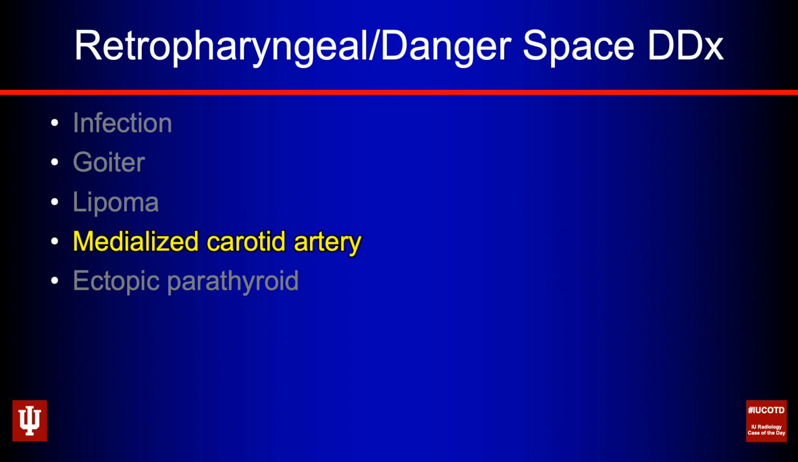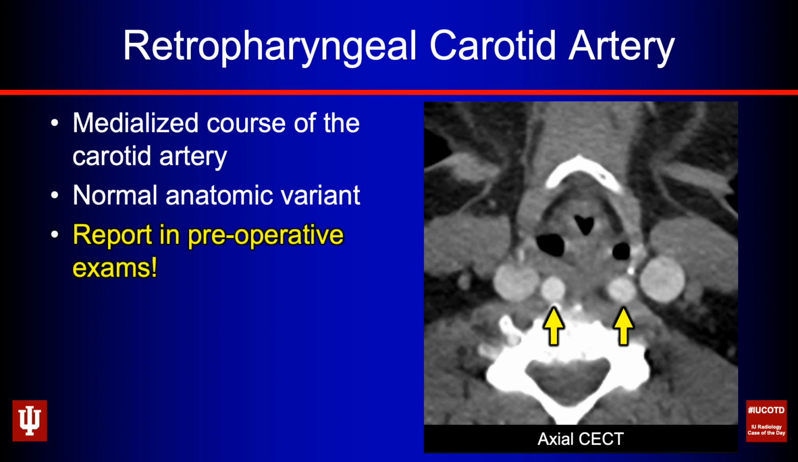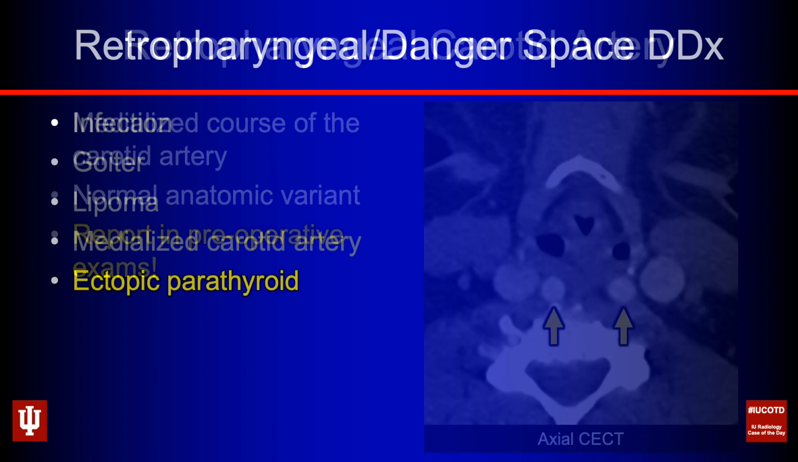Next topic is the medialized carotid artery. This is just a normal anatomic variant, okay? This is just when that carotid artery has more of a medialized course. It pooches its way into the retropharyngeal space. This is not a pathologic finding whatsoever, but it's important because you want to let the surgeons know about this on preoperative exams if they're going to be doing a surgery involving the pharynx or the larynx. They're going to be getting down to this region, even a discectomy and fusion. You want to let them know about this, okay? Just to make it safe for the patient.